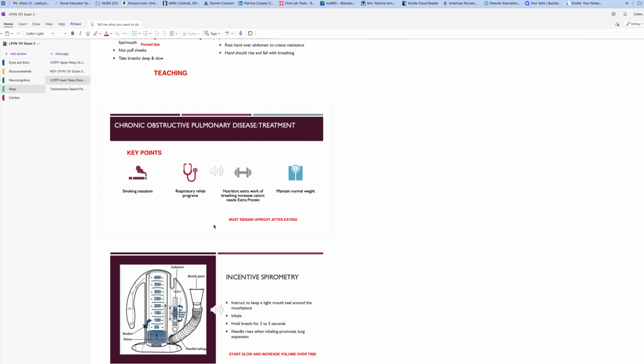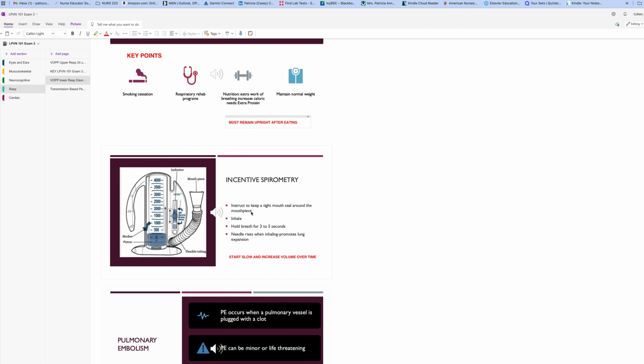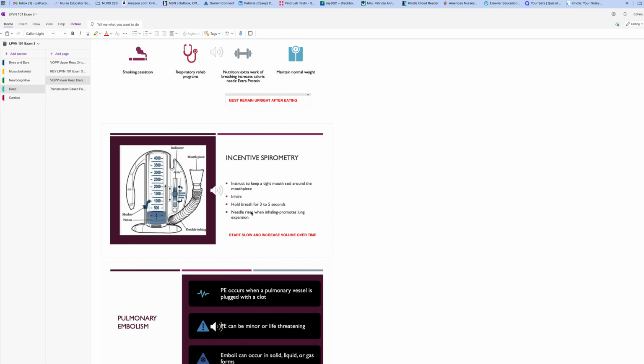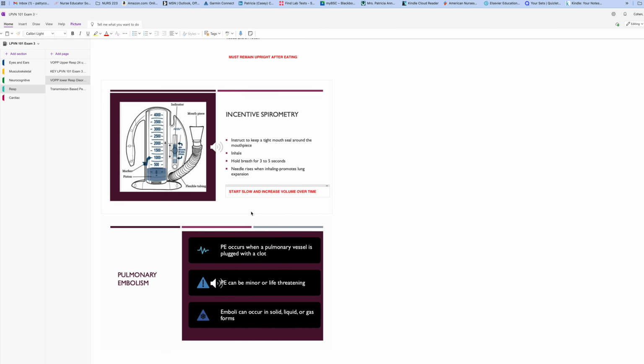Nutrition. Okay, this is important. So the extra work of breathing increases caloric needs. They need extra protein. So they need a high protein diet. They should remain upright for at least an hour after eating because it'll help them breathe better and maintain normal weight. Incentive spirometer. So make sure you understand how this works, and you're going to tell them to start slow and increase the volume over time.